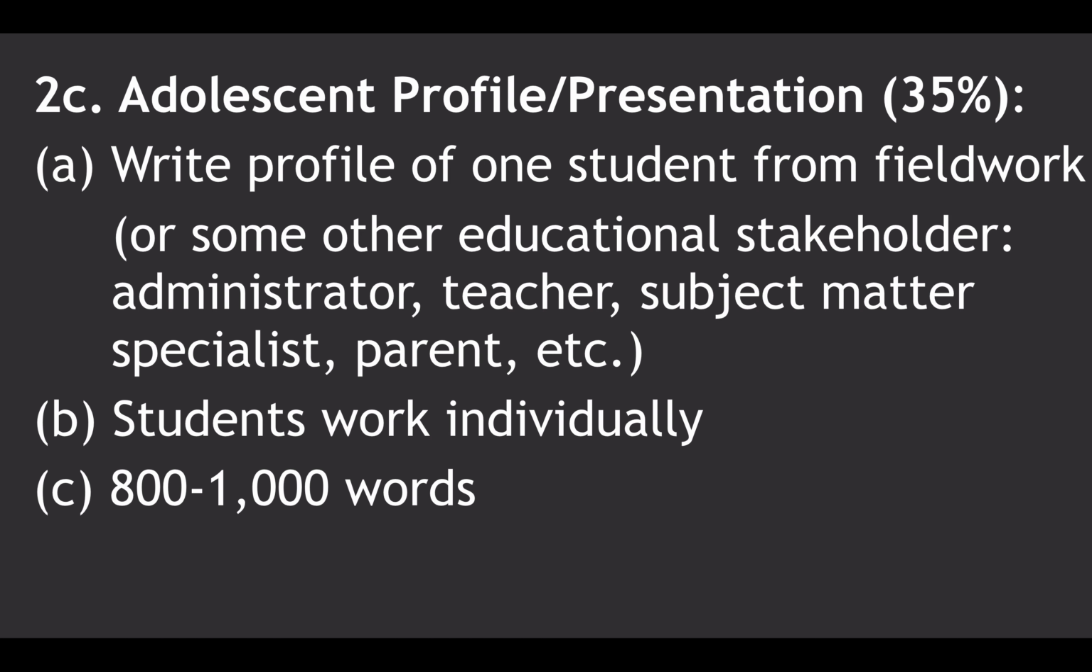Finally, an adolescent profile and presentation. Here you're going to write a profile of one student from your fieldwork, or if that's not ideal, you want to alternatively talk about another educational stakeholder, such as a school administrator, a school teacher, a subject matter specialist who specializes in some academic area, a parent, or someone else who's involved in school, that is also great. Because you're going to be most likely talking to that person or observing that person individually, you need to work individually on this. Again, 800 to 1,000 words long.